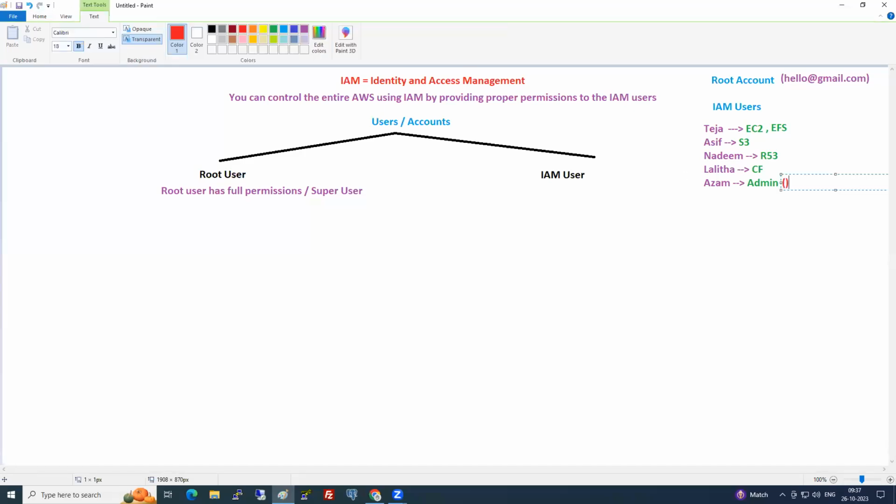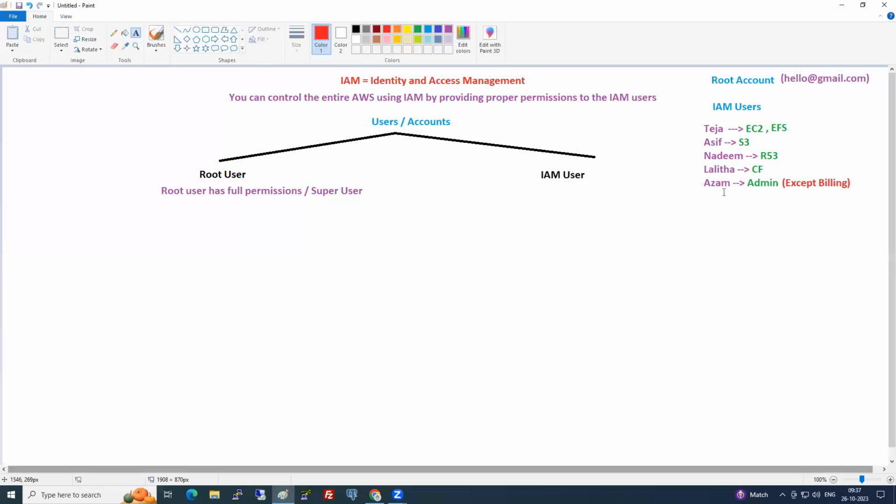this guy doesn't have billing permissions. Except billing, he can have all permissions. So Azam cannot access anything related to billing or card details, because who has the permissions for the card details and billing? Root user. That is the only difference. Rest everything is the same. Okay, is this clear, Nana?